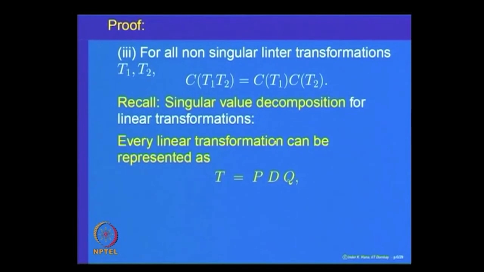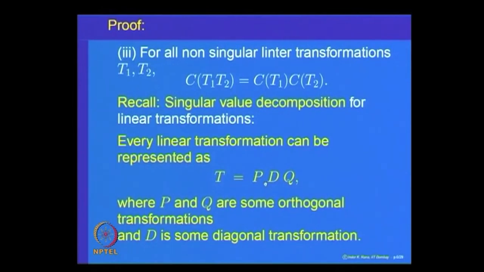It says that every linear transformation T can be represented as a product of three transformations, where the first one P and the last one Q are both orthogonal transformations, and D is a diagonal transformation. So, every linear transformation T can be represented as P times D times Q, where P and Q are some orthogonal transformations and D is some diagonal transformation. This is a theorem called the singular value decomposition in linear algebra.